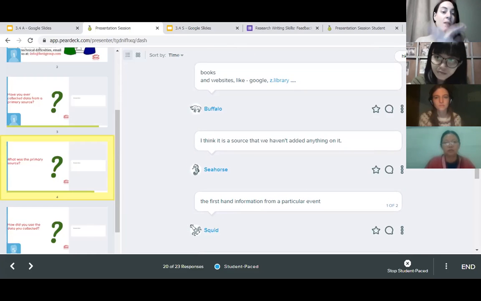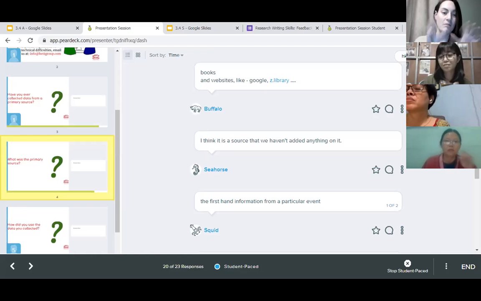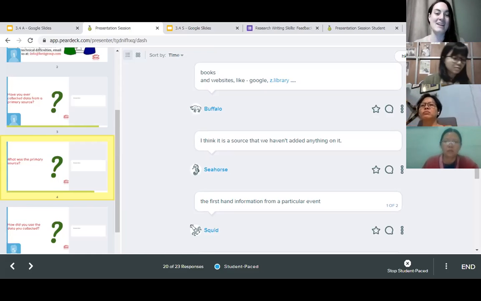So I would say not books. Books are a secondary source because they're analyzing the primary source. Websites usually as well are analyzing or summarizing primary sources. So they are secondary sources. We'll get more into that next week.